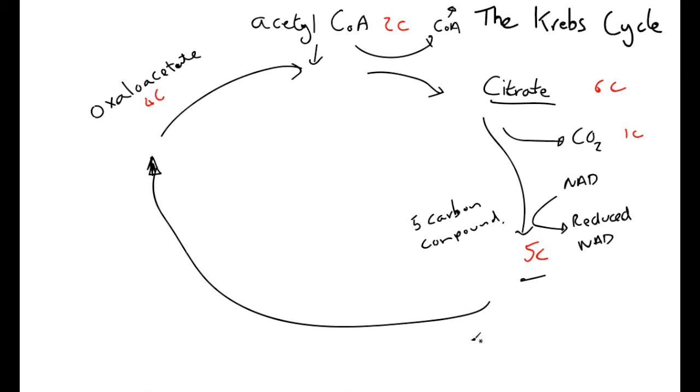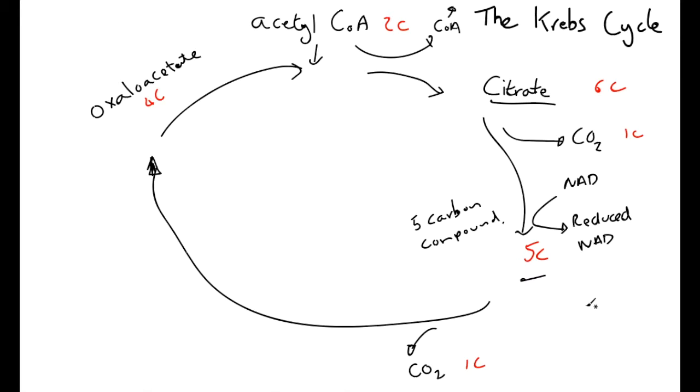So the first thing you can see is that we're going to lose another CO2. Told you it was a squeeze. We lose another CO2, which means we've got another carbon gone. That means we've only got 4 carbons to play with, and that's how this ends up here.